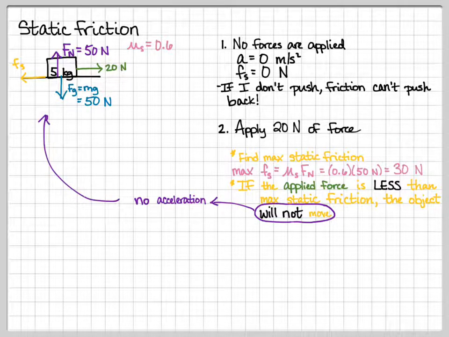Looking at our diagram, we can write Newton's second law. The sum of the forces is equal to 0. My acceleration is 0, so the sum of my forces must be 0. I'm applying 20 newtons to the right. In order for my forces to be balanced, my static frictional force must be 20 newtons to the left. And that way the forces are balanced.